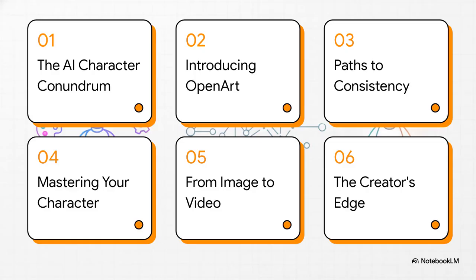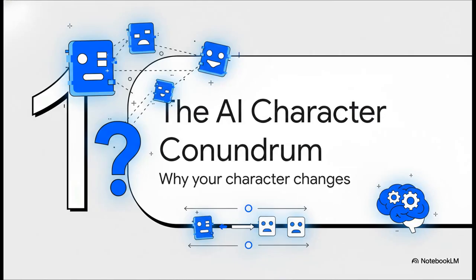So, here's what we're going to cover. First, we'll dig into the problem itself, what I'm calling the AI character conundrum. Then we'll look at the solution, OpenArt, and the 3 different ways you can get consistency. After that, I've got a killer pro tip for mastering your character. Then we'll turn those images into video. And finally, we'll talk about why this gives you a serious creator's edge. All right, let's kick things off.